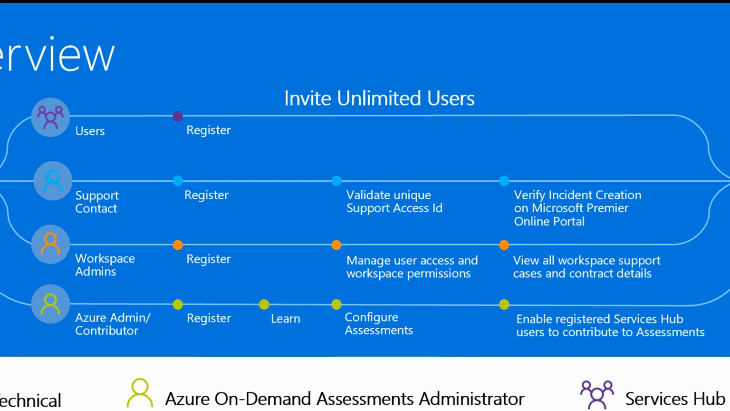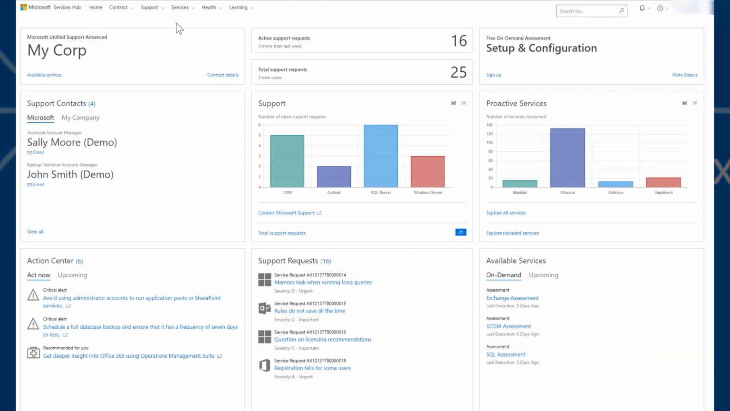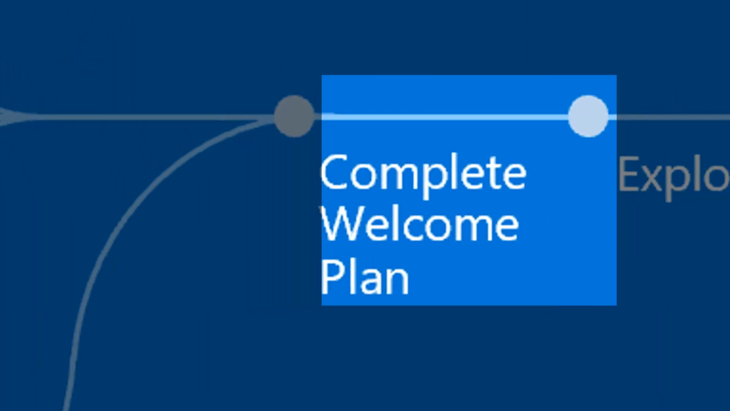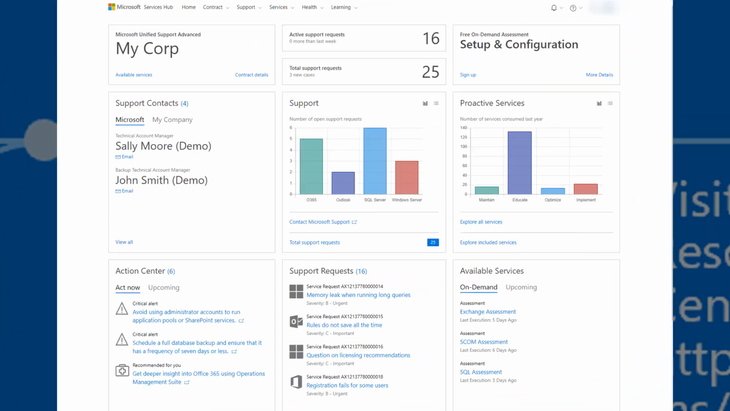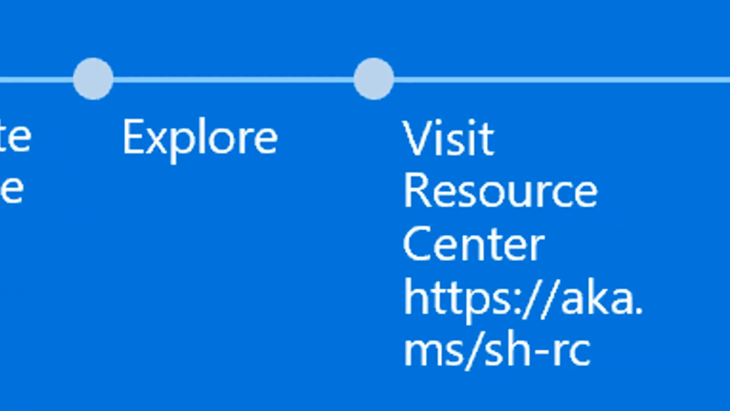After all user types have registered, they can review their welcome plan by logging into Services Hub and navigating to the Services tab and selecting Plans. Then review the tasks in the plan, then explore the Services Hub and all the great features it has to offer. And finally, learn more by visiting the Services Hub Customer Resource Center at the link displayed here.